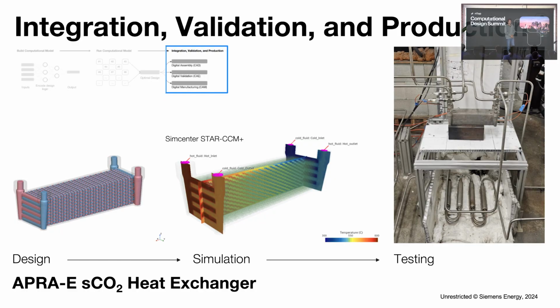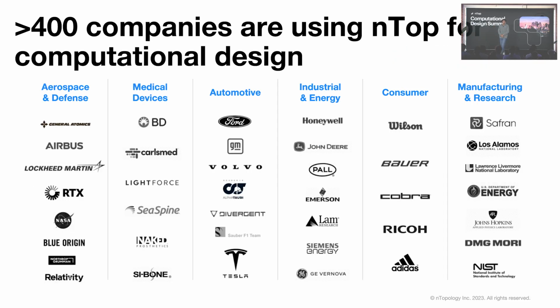And then the integration and validation. Integration and validation is absolutely critical here. Once they've identified a final design, like the design of this ARPA supercritical CO2 heat exchanger to decarbonize, that heat exchanger needs to be integrated into simulation tools like STAR-CCM+ for the analysis and validation, and then it also needs to be produced and manufactured and then tested as well. And so Siemens Energy is one company deploying computational modeling.